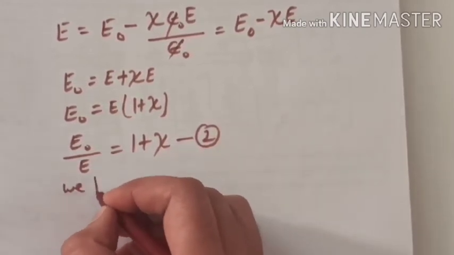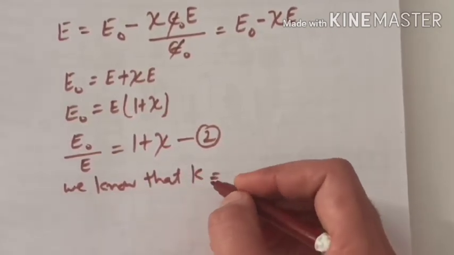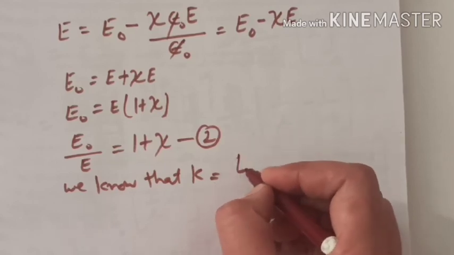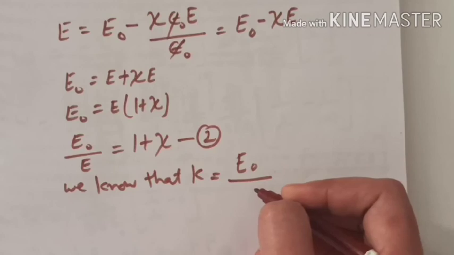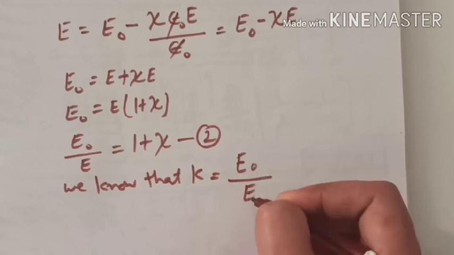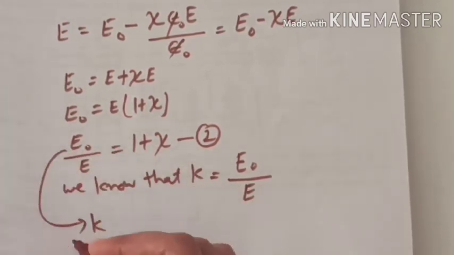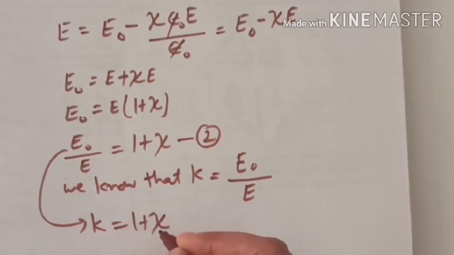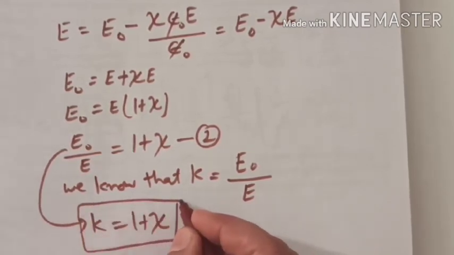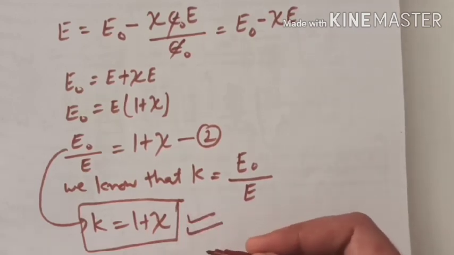We know that by the definition, the dielectric constant is the ratio of the applied electric field to the strength of the reduced value of electric field. So put this value on the left side. So this is K is equal to 1 plus chi. This is the required expression which gives the relationship between electric constant and electric susceptibility. This is very important. Thank you.